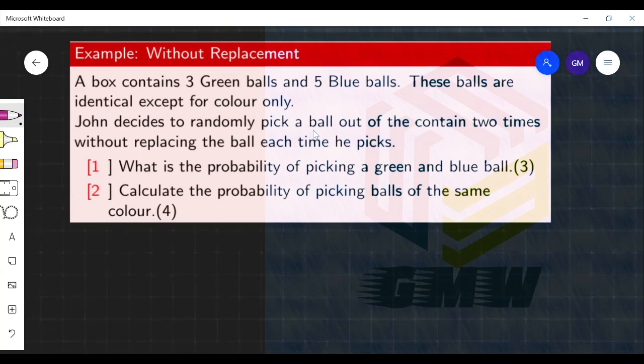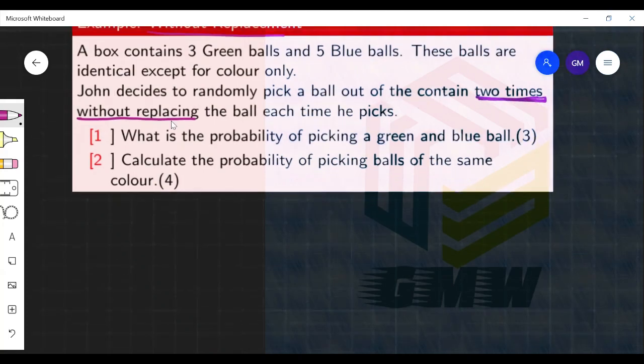John decides to randomly pick a ball out of the container 2 times. Already, this is what is directing you to a tree. After all is done, remember you will be having many things that you know: tree diagrams, Venn diagrams, contingency tables. You already know the things we did before. So you want something that directs you to an exact idea to apply, right? Yes. So events are consecutive. Then it now says without replacing. So this is now picking without replacement, okay? So everything else is the same except for this part.